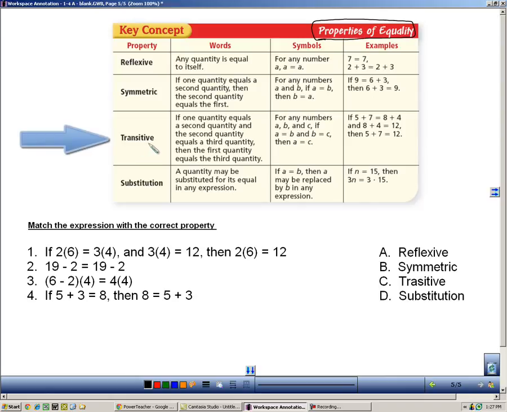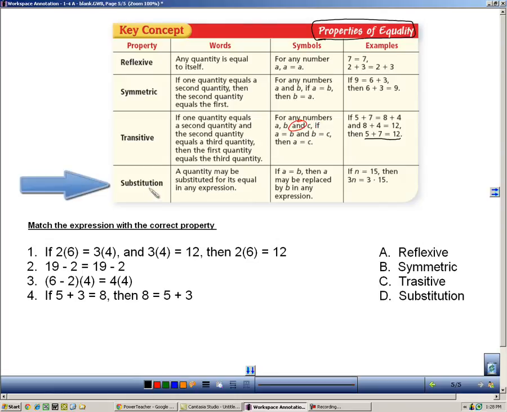The third property is very rare to be used. What it says is if you have one quantity and it equals a second quantity, and the second one equals a third quantity, then the first and the third must be equal. Here's an example. 5 plus 7 equals 8 plus 4, and 8 plus 4 equals 12. Therefore, 5 plus 7 must also equal 12. It's the only one that uses three quantities, and it's the only one that involves the word and. So if you see the word and involving three quantities, you're probably going to see the transitive property.